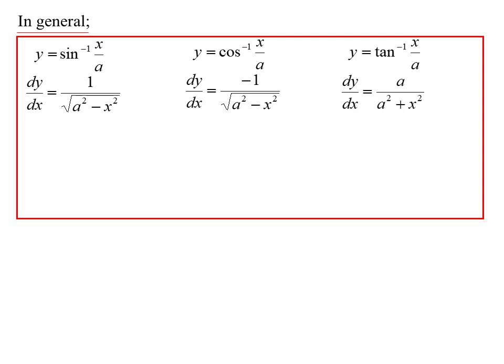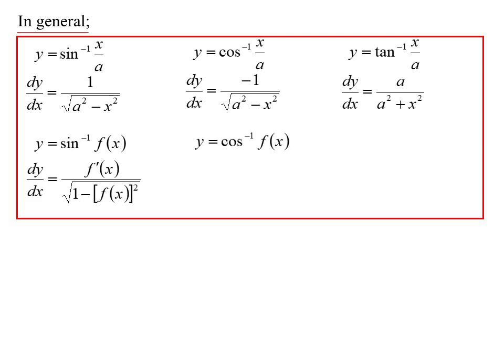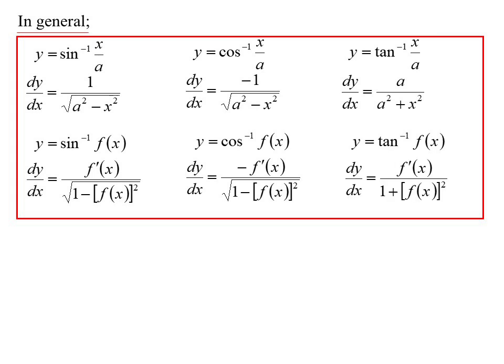To generalise it completely then, if I have to find the inverse sine of some function, we get the derivative over the square root of 1 minus the function squared. Inverse cos, we get minus the derivative over the square root of 1 minus the function squared. And inverse tan, I get the derivative over 1 plus the function squared.